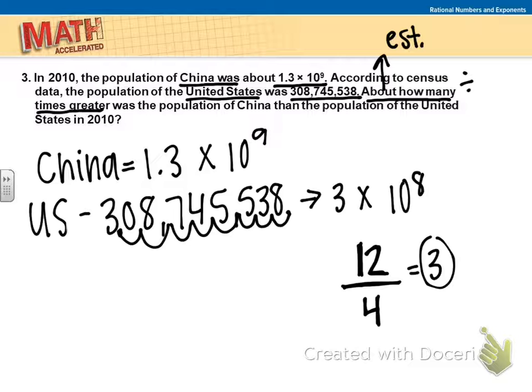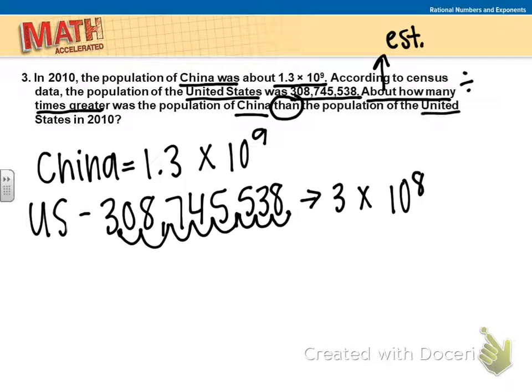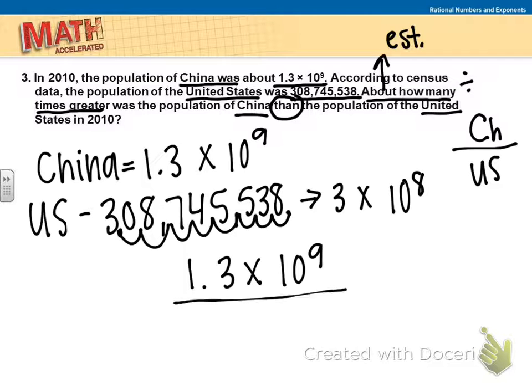So let's look at our problem. That was an example. It says how many times greater was the population of China than the United States. So what do y'all think the order is going to be? What divided by what? China divided by the United States. Good. So now that I know what those two numbers are, I'm going to plug that in. So I'm going to plug China's number in, and I'm going to divide it by the United States. Okay?